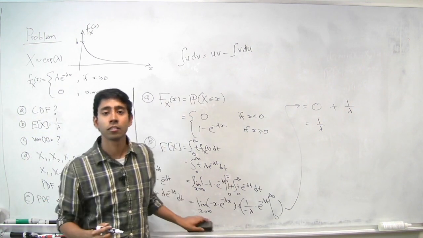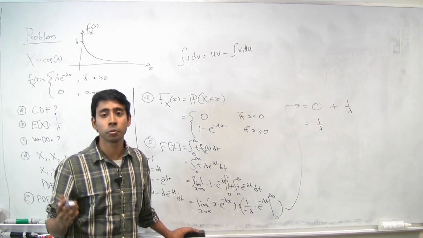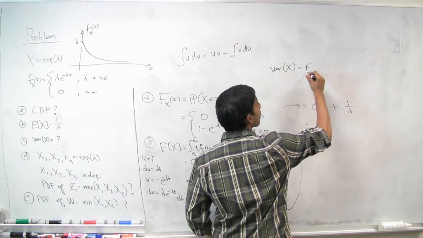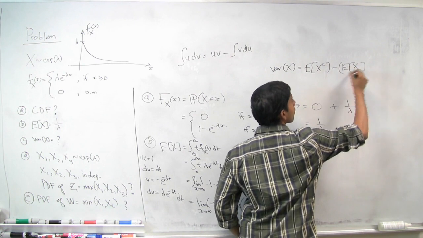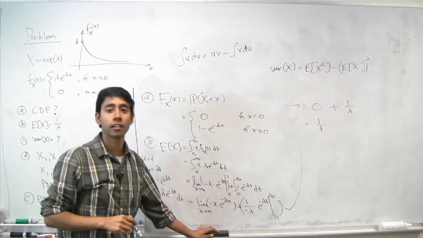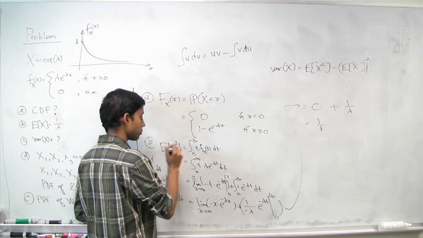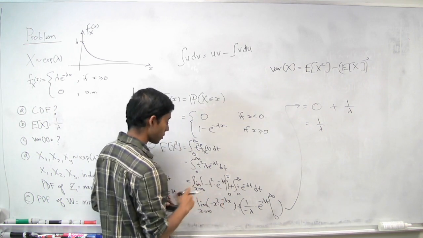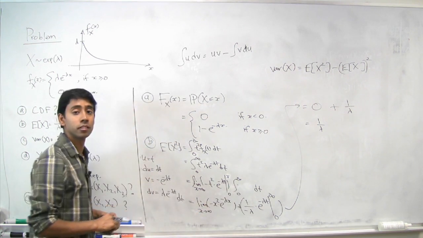Now, what's the variance? That's part C. We use the standard formula for variance, which is this. We already figured out the expectation. We just need to figure out the expectation of X squared. We're just going to follow the same set of steps from before. For X squared, it's going to be t squared inside the integral. The only thing that's going to change is what we choose for u in the u substitution.